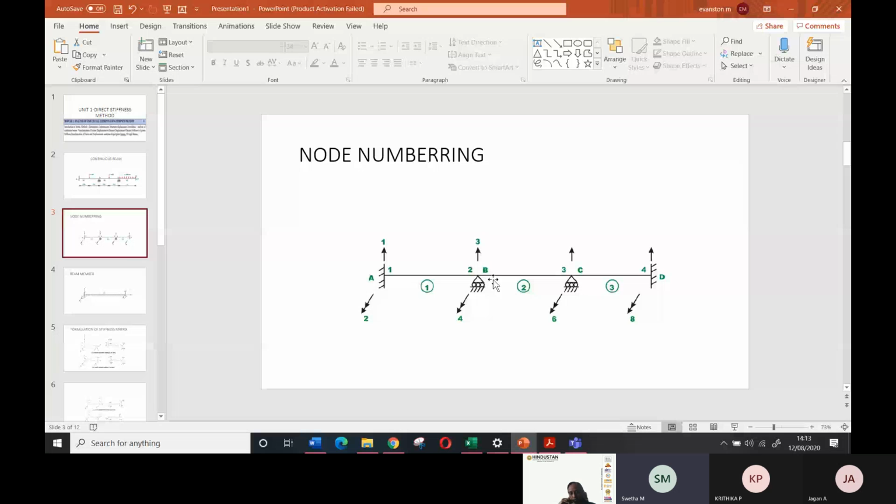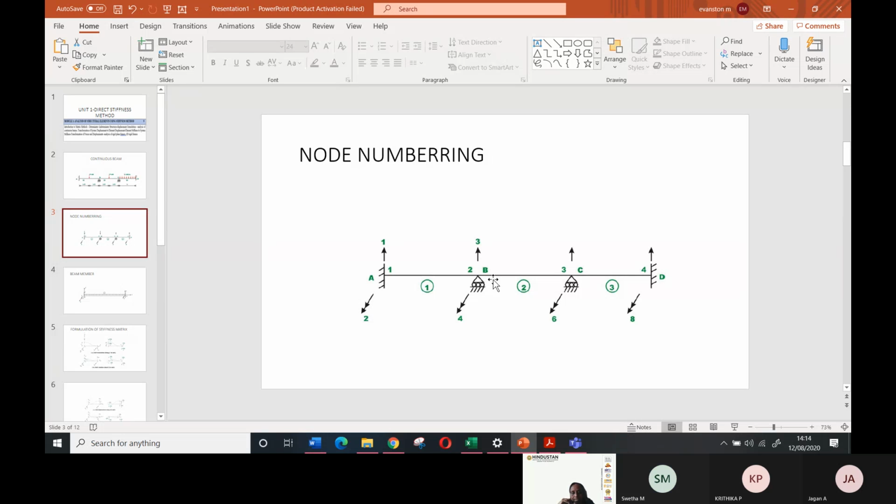There are three supports: simply supported, fixed, and roller. Roller support, what is the specialty? Tell me. For translation, we have horizontal displacement, vertical displacement, and Z direction displacement. Then rotation, meaning moments: moment about the y-axis, z-axis, and x-axis. The x-axis moment we call the torsional moment, the twisting moment.